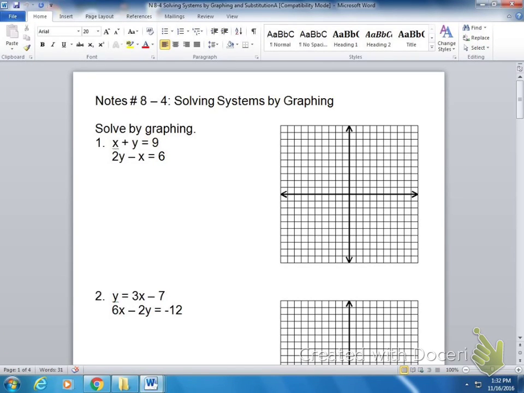All right, guys, so we're doing 8-4 today, but it's nothing new, okay? We've done all this stuff before. It's more of a review. We're going to solve some things by graphing. We're going to look at some problems off the benchmark. So let's go ahead and start with number one.